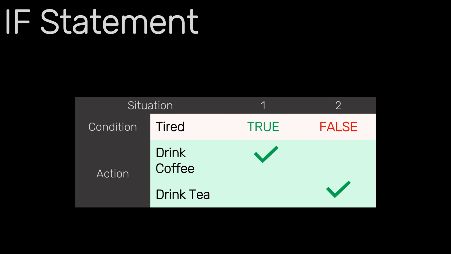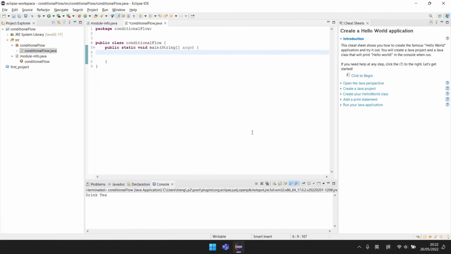Now we have this decision table and we're gonna implement this with if statement. We have only one condition and two actions here. Now we have main function here, so I'm gonna write if statement code inside the main function. We declare a boolean variable called tired and assign it true.